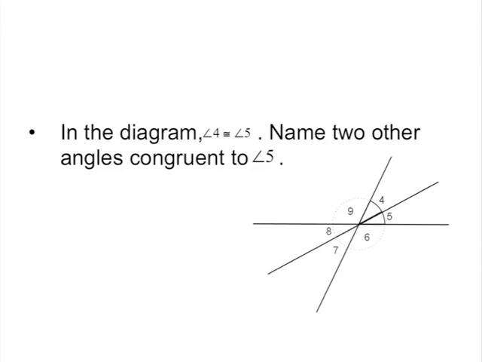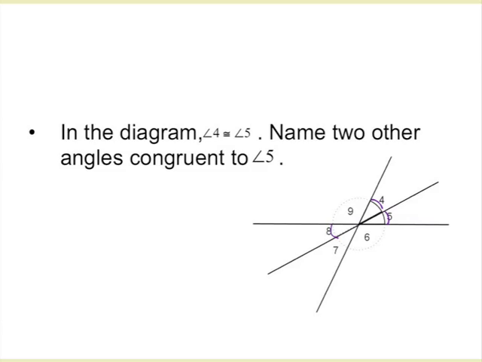In the diagram, angles 4 and 5 are the same size or congruent to each other. Find 2 other angles that are the same size as 5. What is one other angle that will be the same size as 5? 7. 4. 8. Okay, 4 is given. 8 will be. Why are 5 and 8 the same size? Because they are vertical angles, and we'd assume that said vertical angles are congruent.